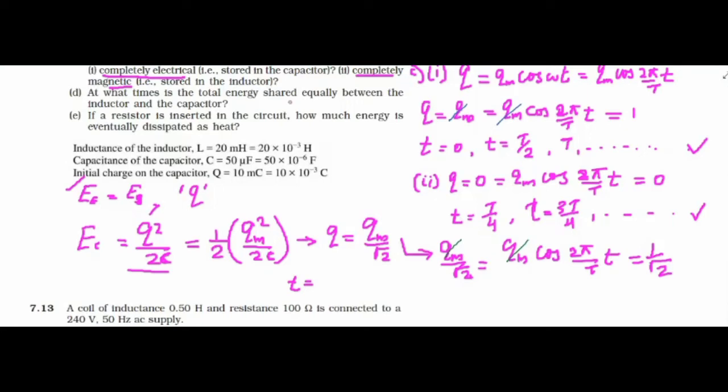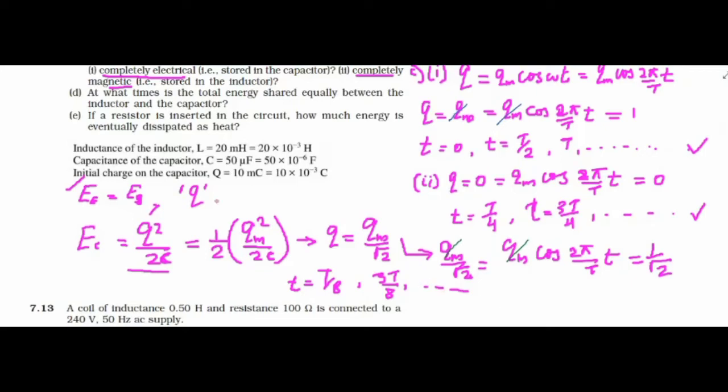So here you can take t is equal to T by 8. When you take t is equal to T by 8, then T and T will be cancelled, so you will get pi by 4. Cos pi by 4 is 1 by root 2. Then again, if you continue, you will get the same answer at 3T by 8, then 5T by 8, etc. Okay, so that is the answer for part D.